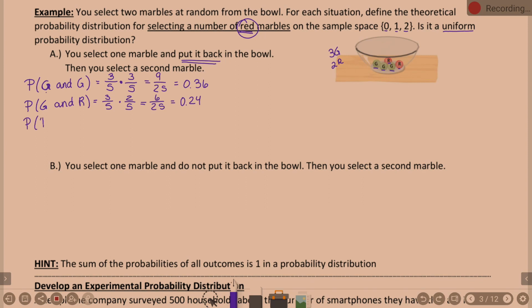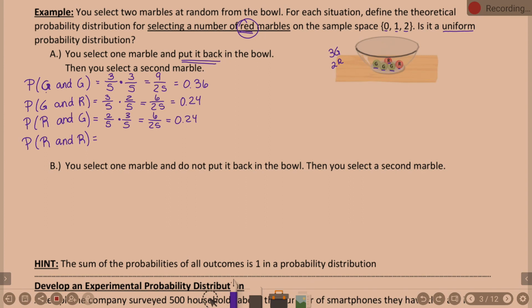Now let's look at red. What if I get red on the first draw and green on the second draw? So with that in mind, probability of getting a red, 2 out of 5. I put it back, probability of getting green, and that is 3 out of 5. Like the previous one, 2 out of 5 times 3 out of 5 is 6 out of 25, or 0.24.